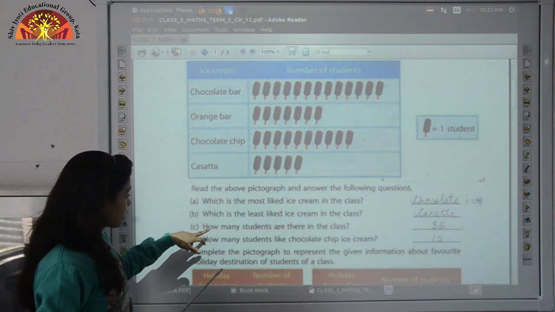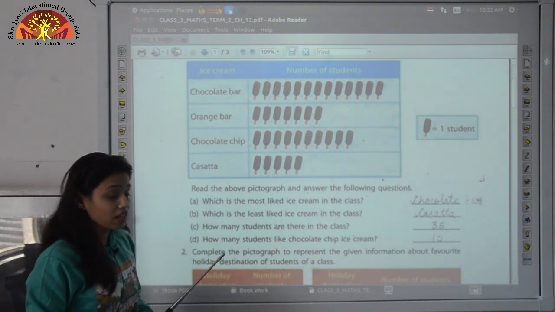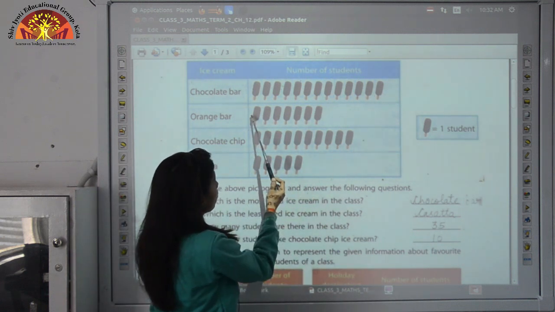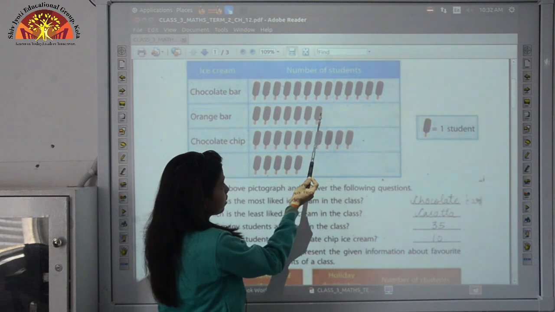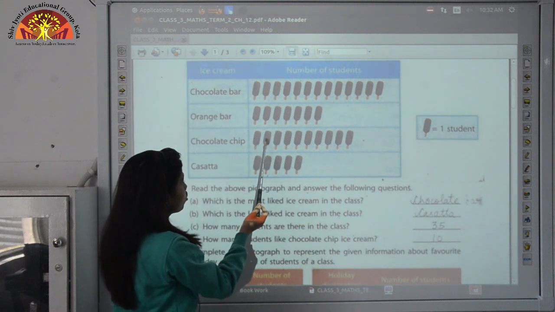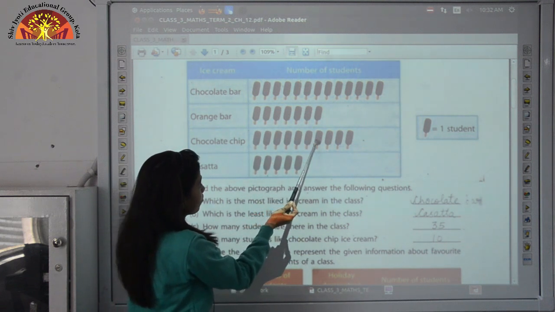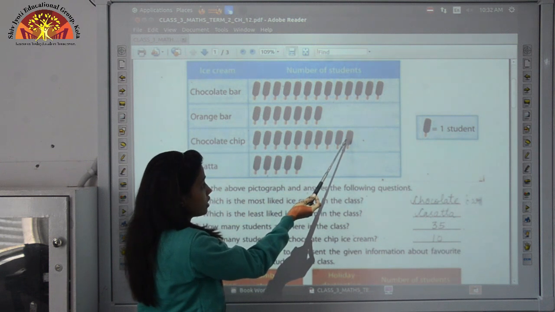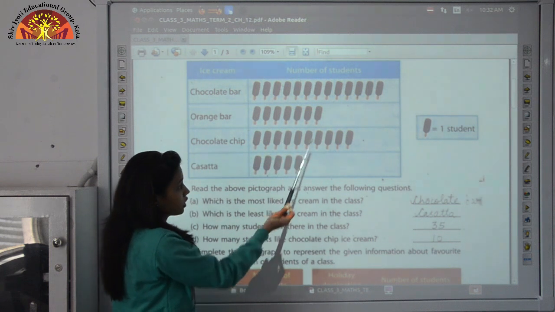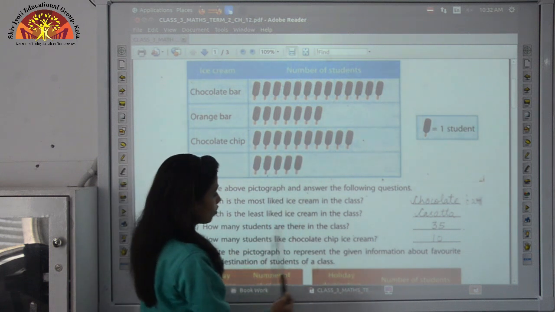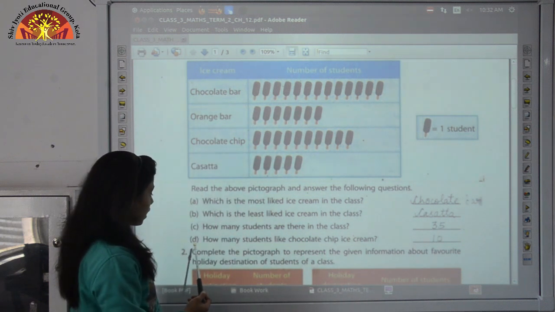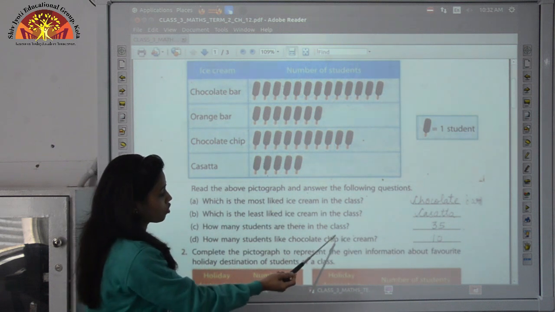Now coming to the C part, how many students are there in the class? Total, how many students are there? Now here 13 students are there. Here 1, 2, 3, 4, 5, 6, 7. 13 plus 7 is how much? 20. Now here 1, 2, 3, 4, 5, 6, 7, 8, 9, 10. 20 plus 10 is 30. Here 1, 2, 3, 4, 5. 30 plus 5 is 35. So total how many students are present in the class? 35 students.